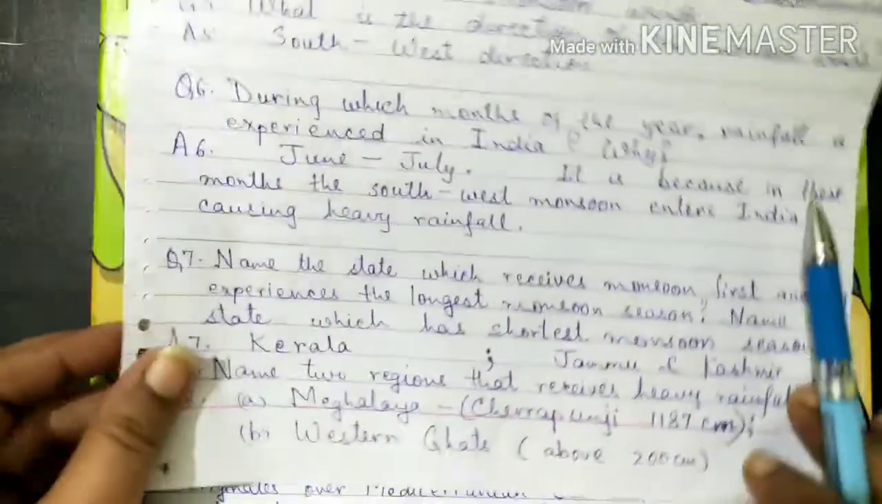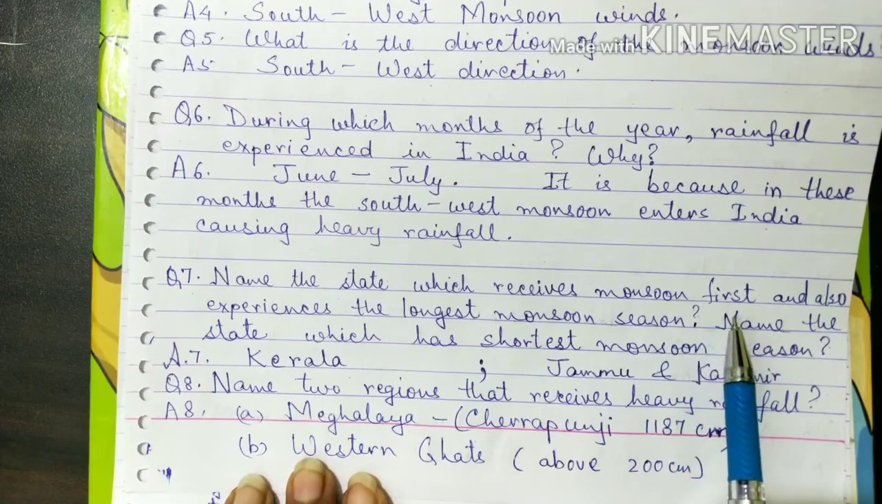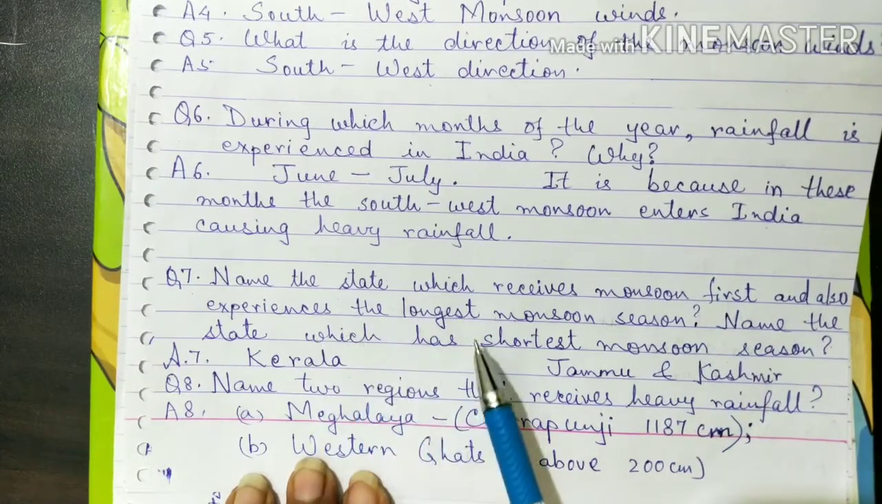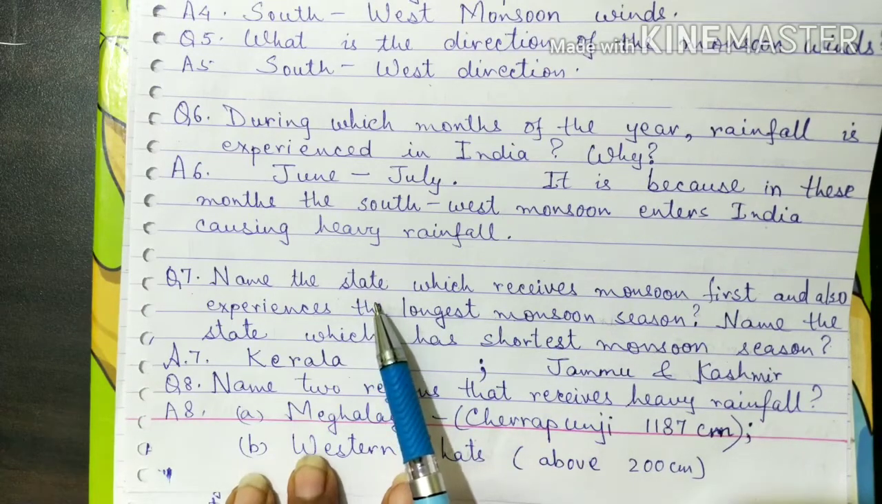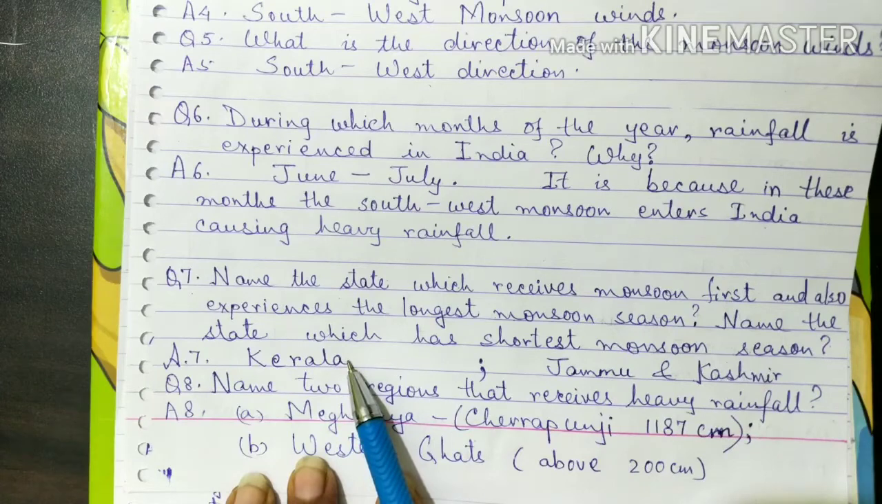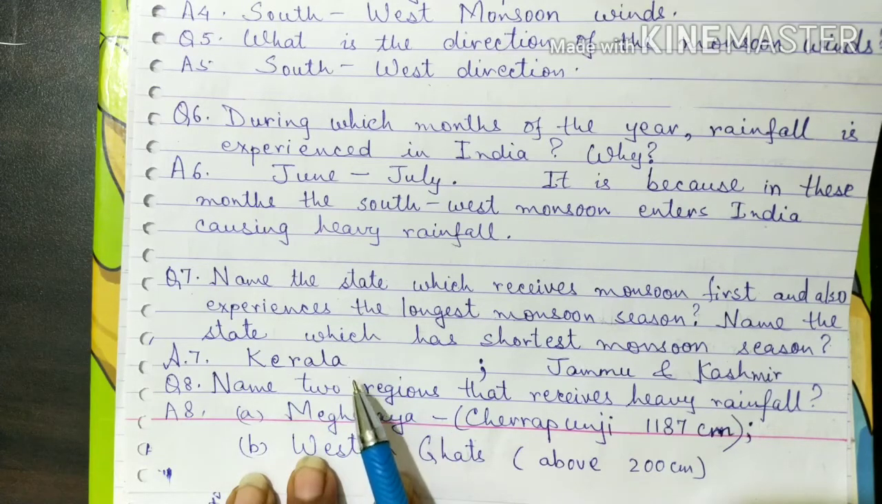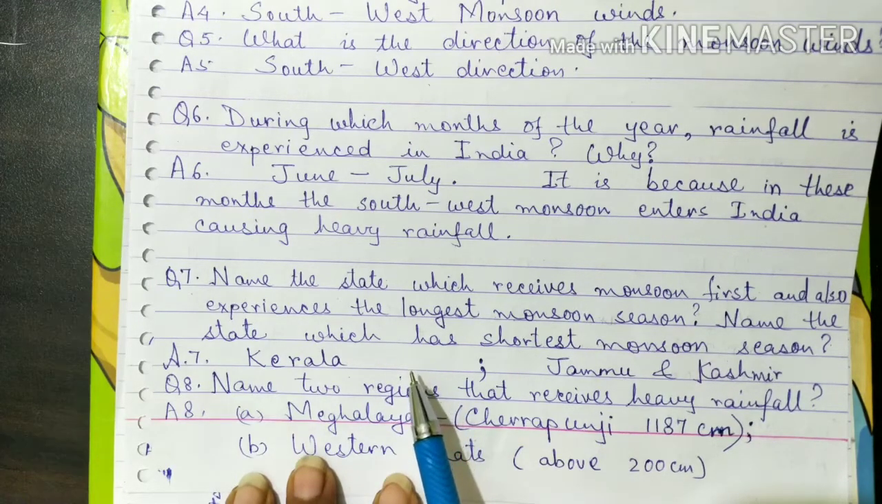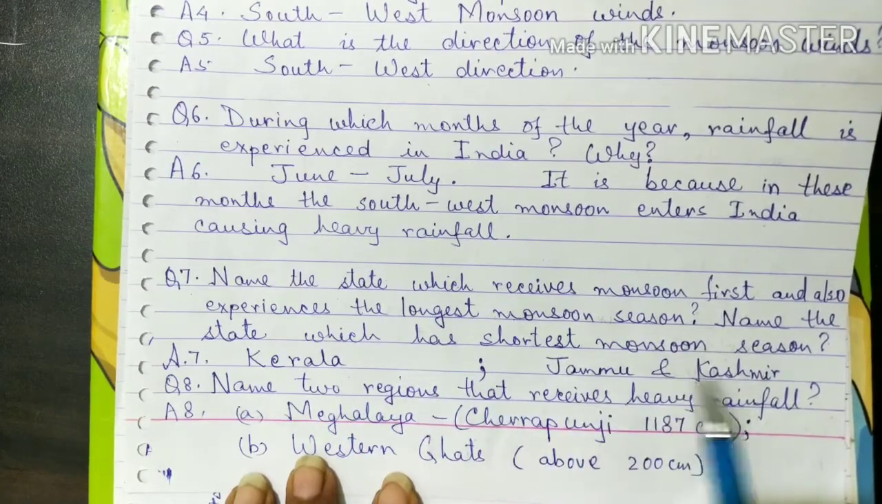Next question is, name the state which receives monsoon first and also experiences the longest monsoon season. So we know that Kerala is the answer. Kerala receives the first monsoon, and what is the time? That is 1st of June. So by 1st of June, Kerala is the first state which receives the first rainfall, and this state has the longest season also.